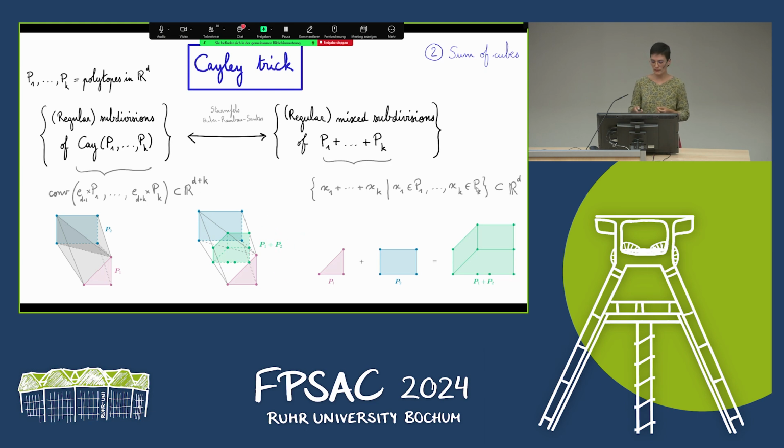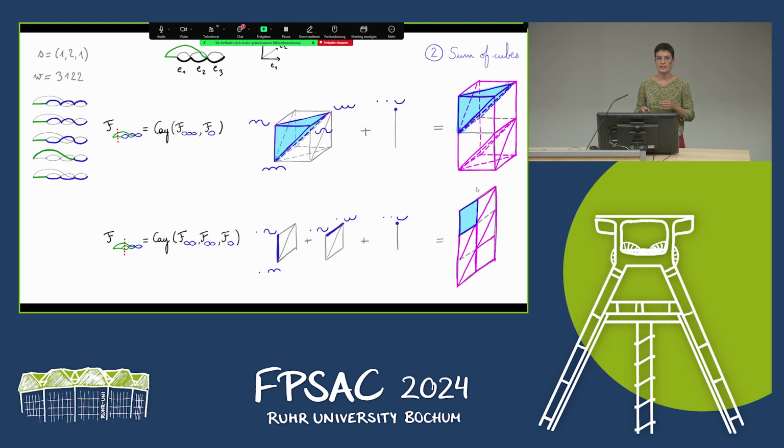And also, when we have regular subdivisions of the Cayley embedding, this will give regular mixed subdivisions of the Minkowski sum. And we could use this trick in our case because, in fact, any flow polytope can be seen as a Cayley embedding of smaller flow polytopes. And in our case, there are two nice ways to see the flow polytope as Cayley embeddings.